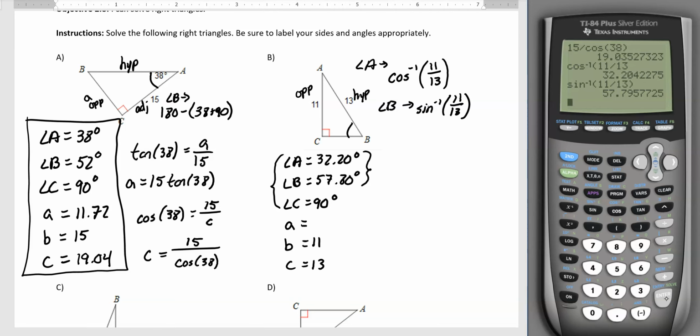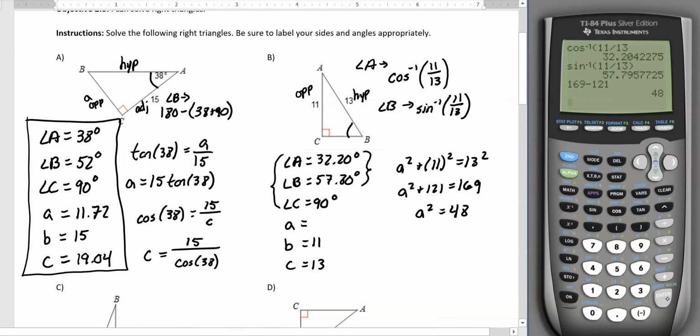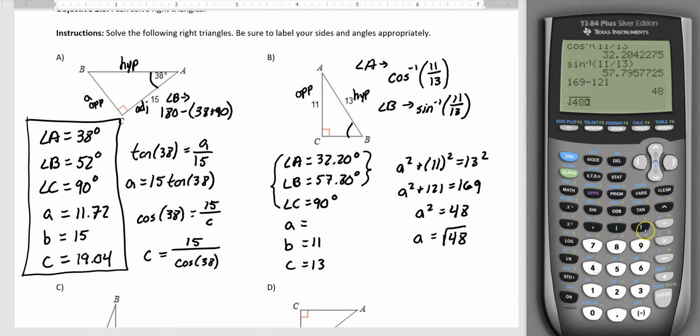Now to figure out side A, we can use Pythagorean theorem. So we'll say a squared plus 11 squared equals 13 squared. So a squared plus 121 equals 169. 169 minus 121 is 48. So a squared will equal 48. So that means a will equal the square root of 48. So I'll say second, the square root of 48, close parentheses. Actually, I don't even need parentheses. And we get 6.93.